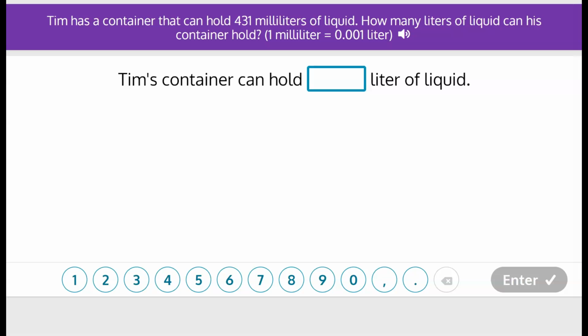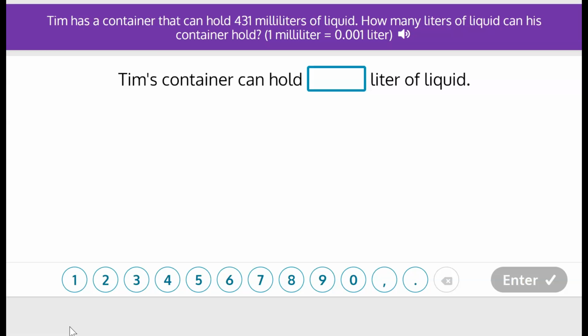Try solving this. Tim has a container that can hold 431 milliliters of liquid. How many liters of liquid can his container hold? Our conversion is 1 milliliter equals 1/1,000th of a liter. So Tim's container can hold how many liters of liquid? How would we solve this?